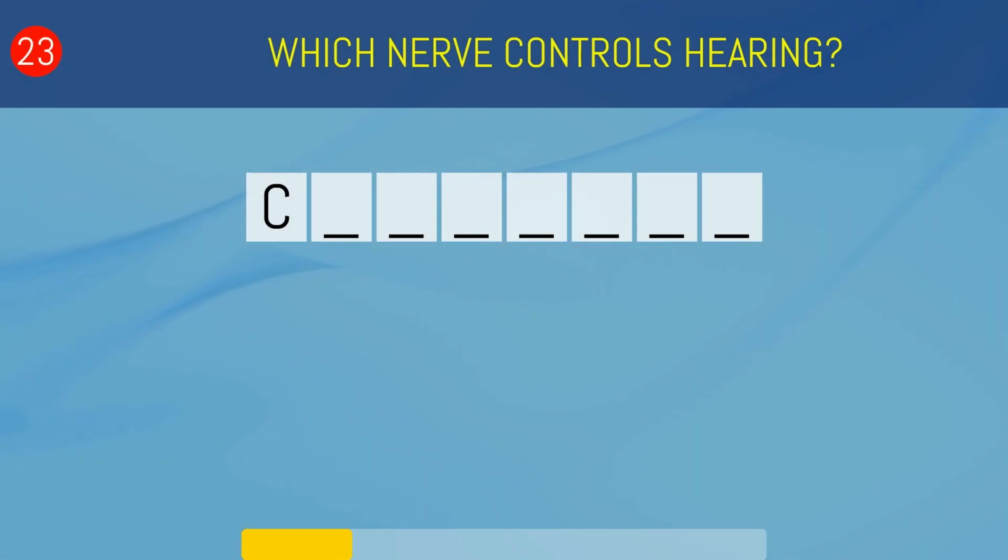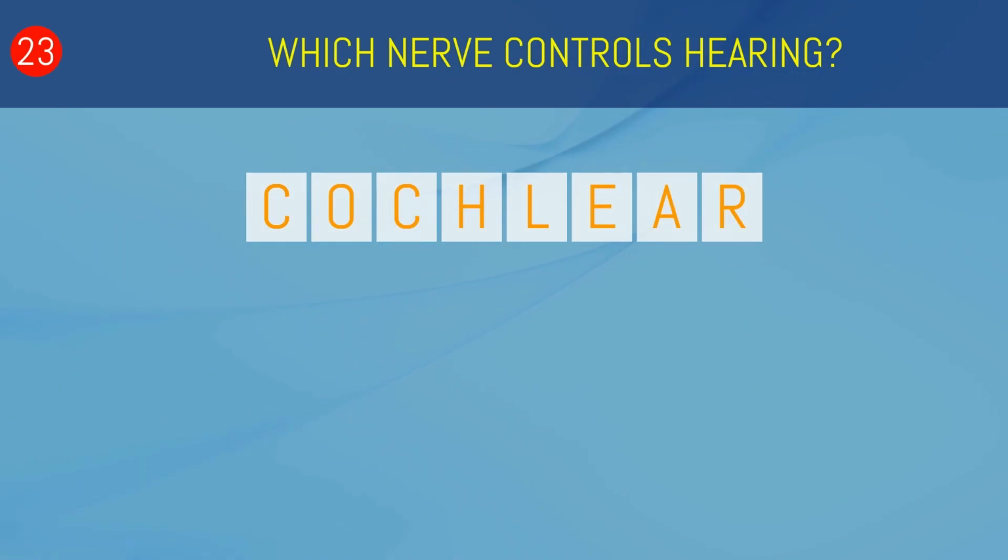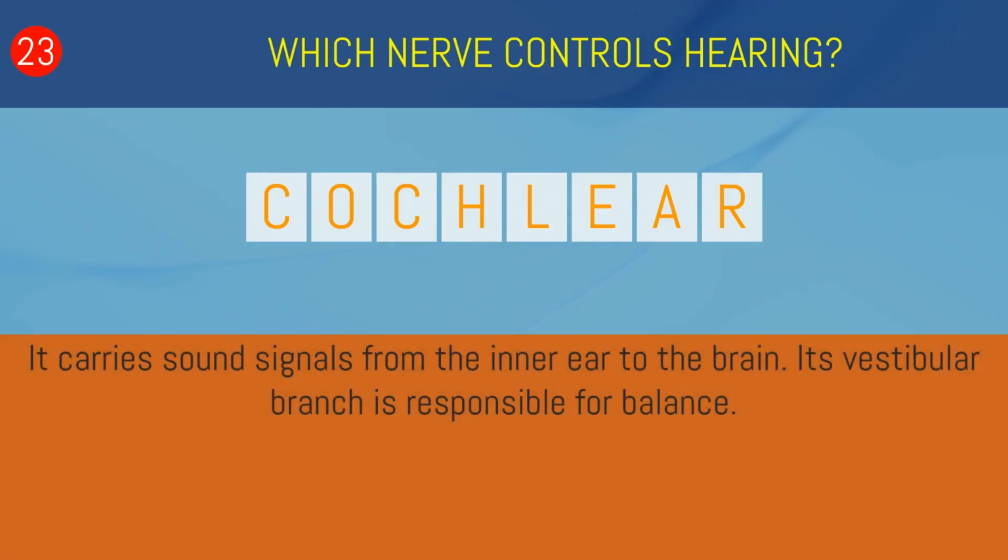Which nerve controls hearing? Cochlear. It carries sound signals from the inner ear to the brain. Its vestibular branch is responsible for balance.